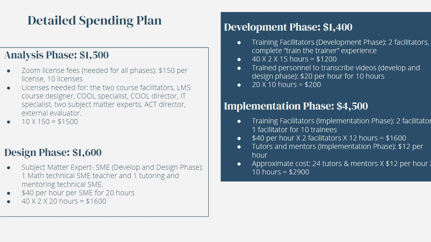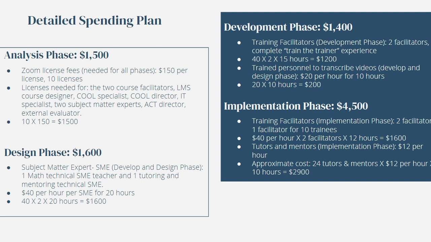Overall, we have also broken down each phase for a spending plan and an overall cost of this plan. For the analysis phase, there are licenses that we would have to purchase. For example, the Zoom licenses we would need for all phases in order to communicate through the program. This is a $150 cost per license, and we would need 10 licenses. With additional licenses, overall, the analysis phase would cost $1,500.